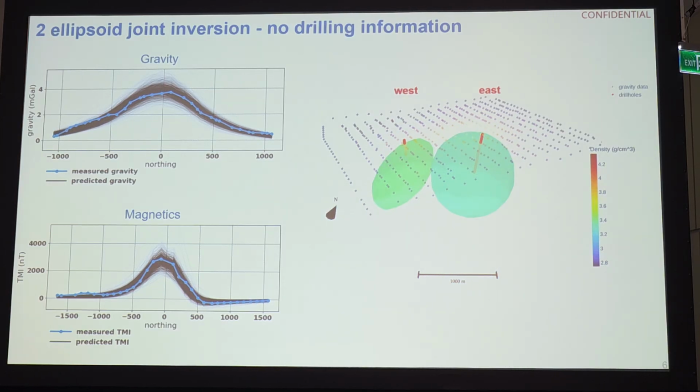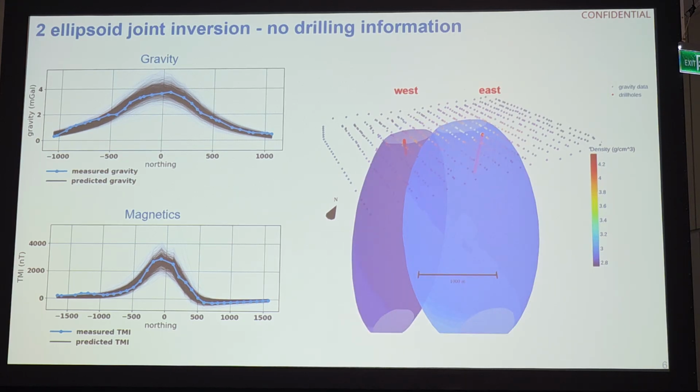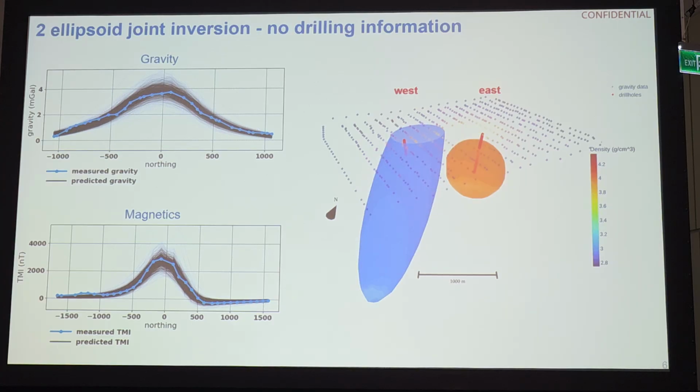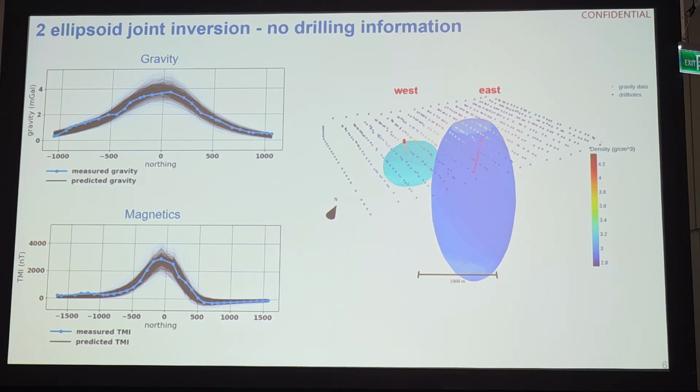They're colored up by their density. You can see that there are some that are smaller with higher density, some that are larger with lower density. Some of them plunge to the west, some of them plunge to the east, some are really long, some are really compact. All of that is acceptable. That all fits the gravity and magnetic data. And so we can quantify the uncertainty of hitting a particular target from these results.